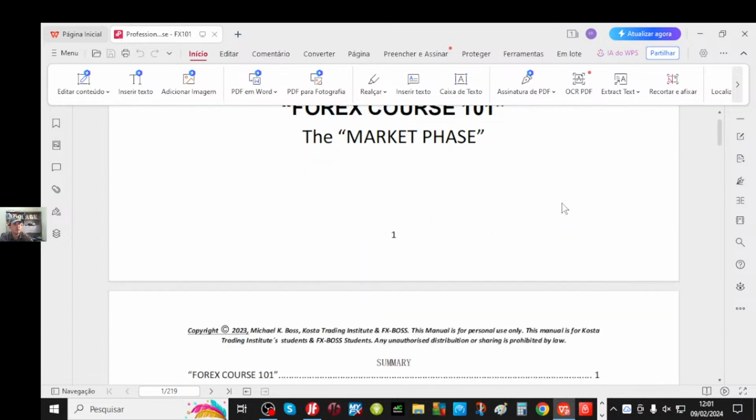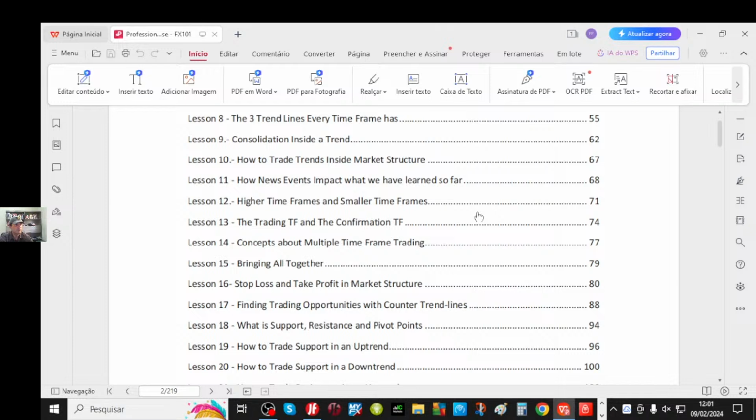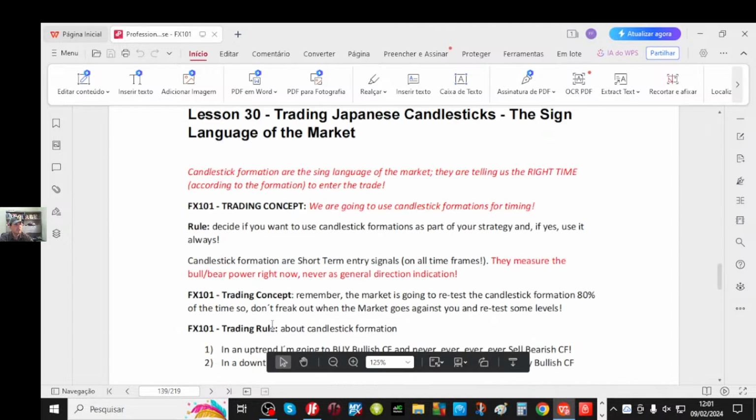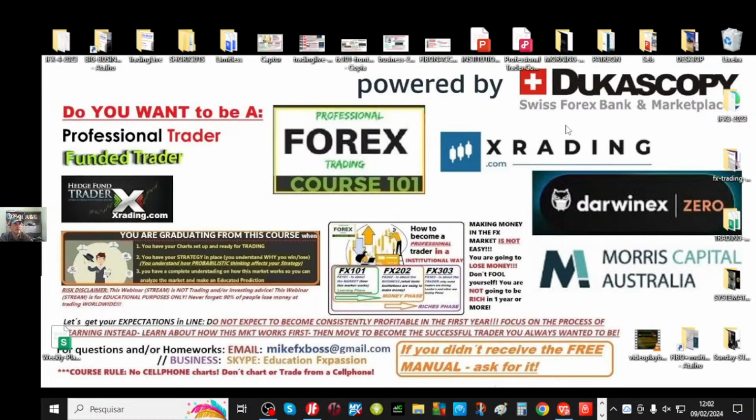On Monday we are moving forward to trading Japanese candlesticks, the sign language of the market. On Monday we're going to learn that candlestick formations are the sign language of the market. They are telling us the right time to enter the market, and we're going to use candlestick formations for timing. This is for Monday, not today.